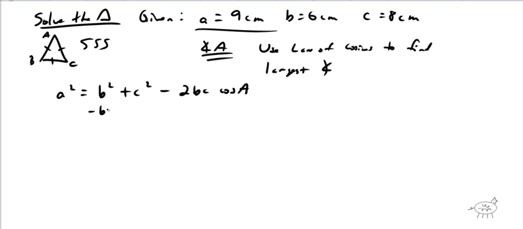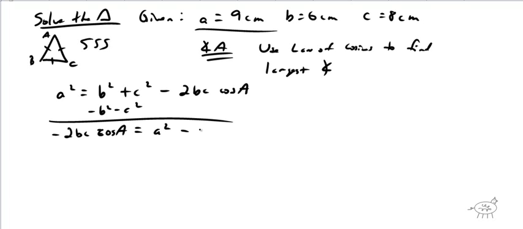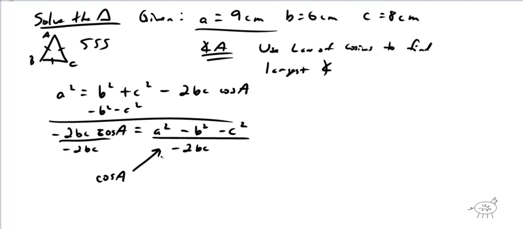So I'm going to subtract b squared and subtract c squared from both sides. So I get negative 2bc cosine of A is equal to a squared minus b squared minus c squared. And then I'm going to divide both sides by negative 2bc. All right, so that's cosine of A is equal to that. That's all I'm looking for. And now you plug it in. So cosine of A is equal to 9 squared minus 6 squared minus 8 squared over negative 2 times 6 times 8.